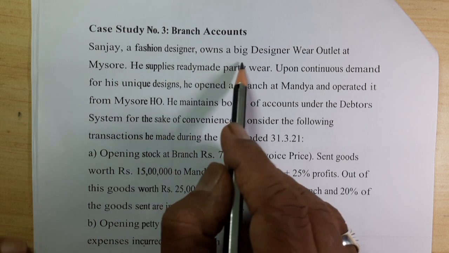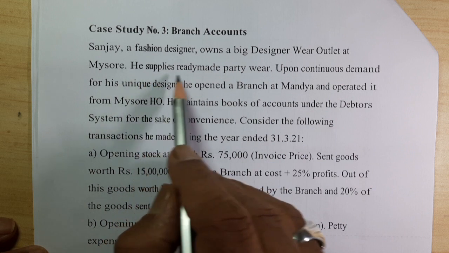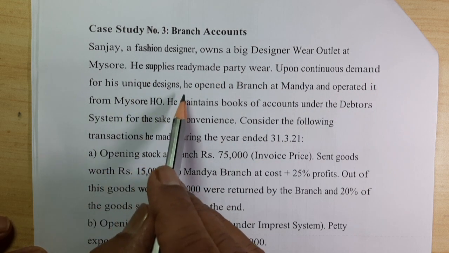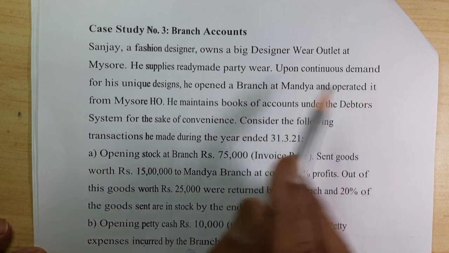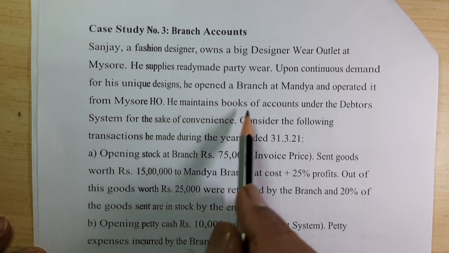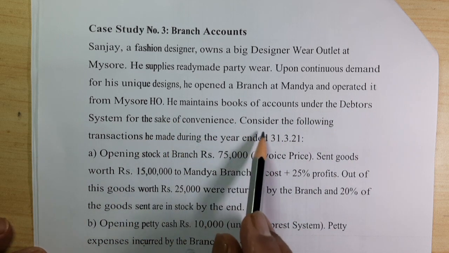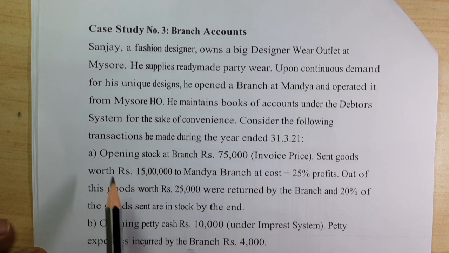Sanjay, a fashion designer, owns a big designer wear outlet at Mysore. He supplies ready-made party wear. Upon continuous demand for his unique designs, he opened a branch at Mandya and operated it from the Mysore head office. He maintains books of accounts under the debtors system for the sake of convenience. Consider the following transactions he made during the year ending 31/3/2021.